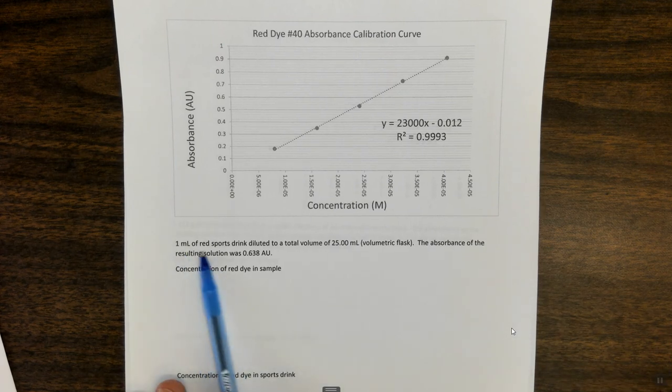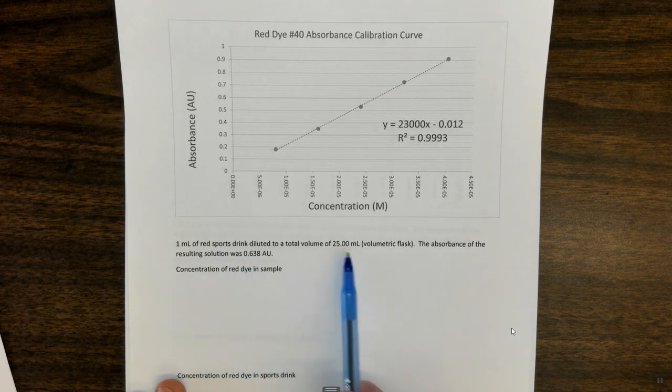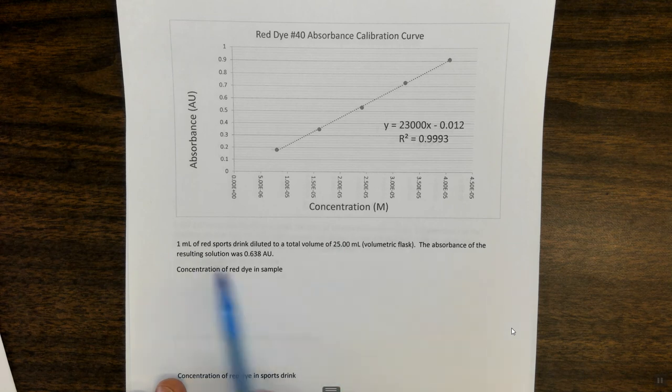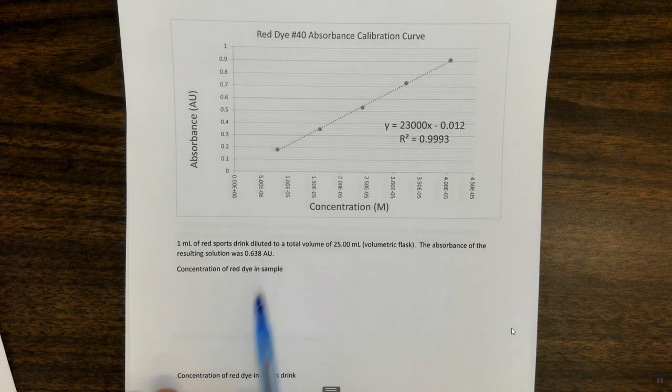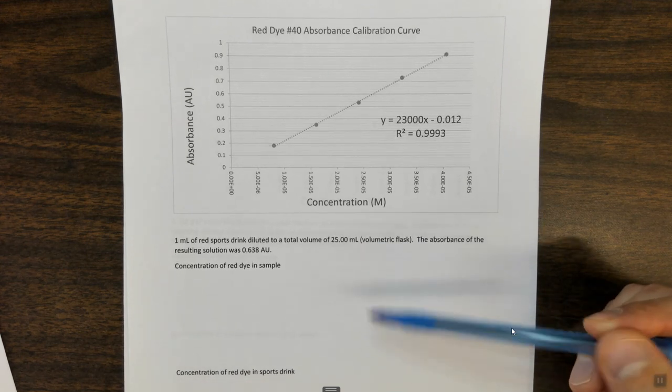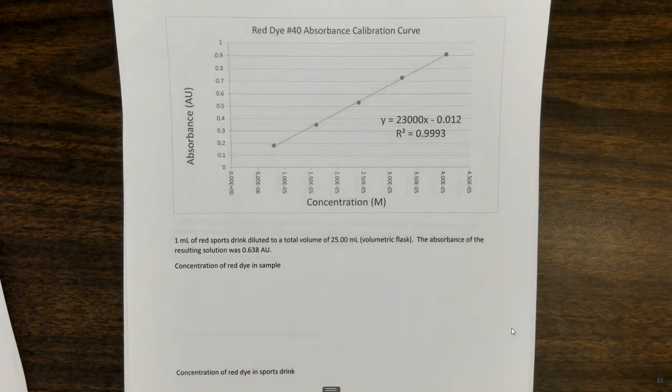So in this case, 1 milliliter of the red sports drink was diluted to a total volume of 25 milliliters. So essentially I took 1 milliliter of sports drink, put it in a 25 milliliter volumetric flask, and filled to the line. And the absorbance of the resulting solution, as put in the spectrophotometer, was 0.638 AU. Note that I only need to do this calculation once. You're going to need to do this for 3 samples of sports drink. Said another way, use Excel. Use Excel to do this. I'm not going to show you how to do that today, because I want you to have practice to do that. However, I am going to show you how to do it on a piece of paper.